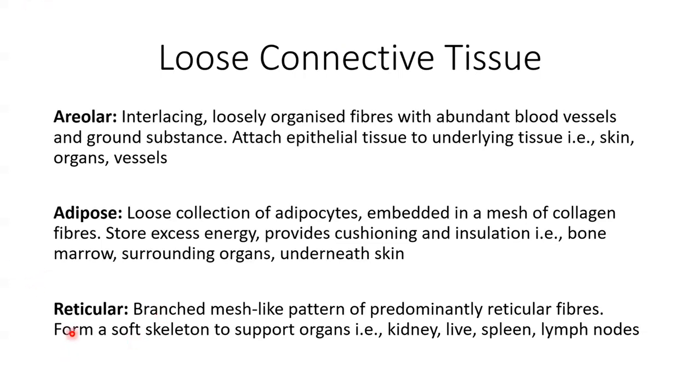So our last type of loose connective tissue was our reticular, and this is that branched mesh-like pattern of predominantly reticular fibres, and they form that skeleton or that scaffolding to support our different organs, and particularly our soft organs. So our kidney, sorry I've missed an R there, our liver, our spleen, and our lymph nodes.